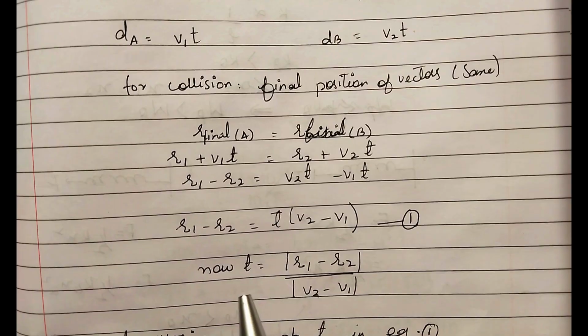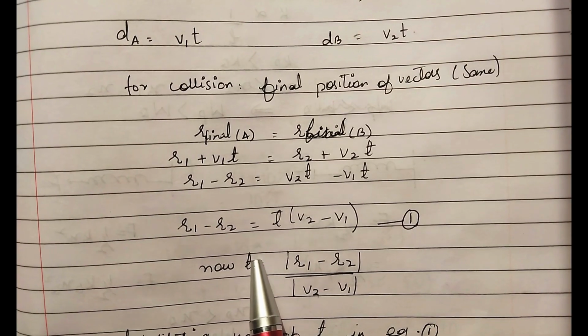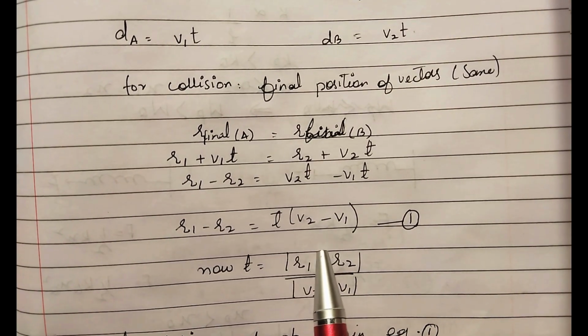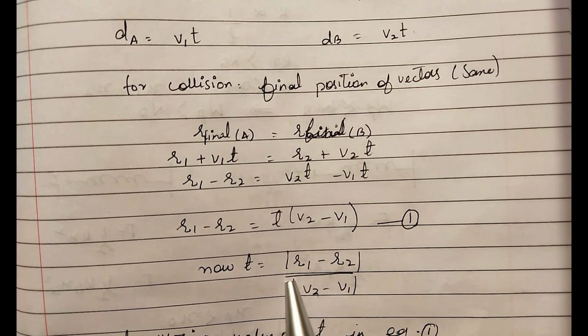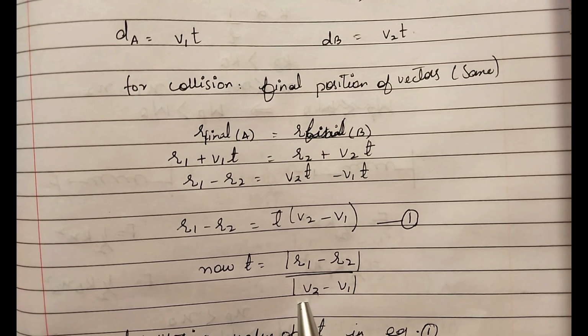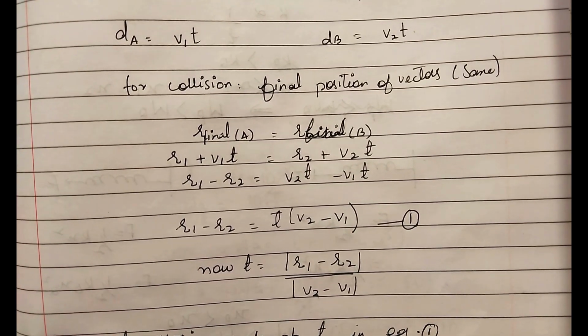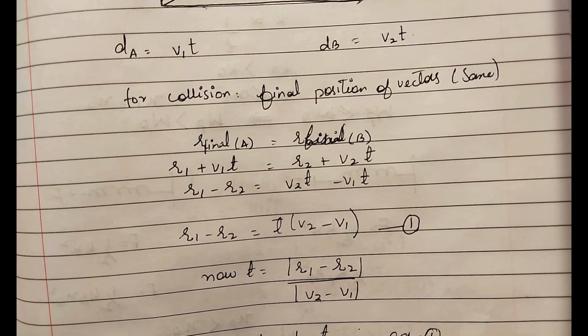Now this t is going to be equal to r1 minus r2 divided by v2 minus v1. Whenever we're dividing vectors, we always have to put them in modulus because we can't divide vectors, so we're generally dividing their magnitudes, right? So modulus of r1 minus r2 divided by modulus of v2 minus v1 is going to be equal to the time at which the two bodies are going to collide.